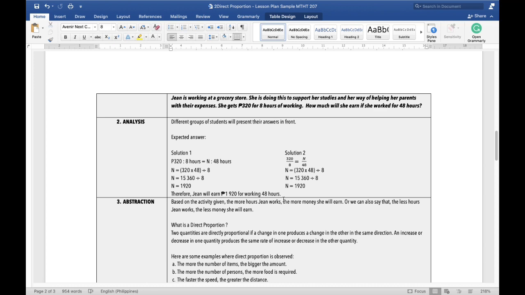The members of the group will decide who will present their answers in front. As a teacher, you are just there to listen. You're not going to confirm their answer is wrong. You're also not there to confirm their answer is correct in that phase.